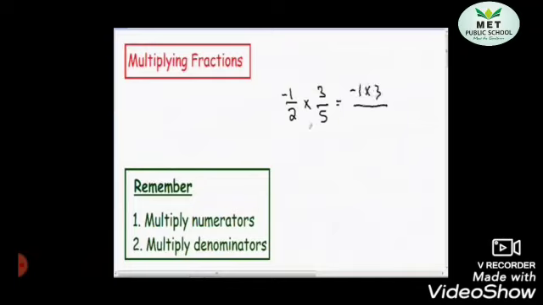So multiply the numerators, minus 1 into 3, and the denominators, 2 into 5. So your answer will be: minus 1 into 3 is minus 3, and 2 into 5 is 10. So the final answer will be minus 3 by 10.